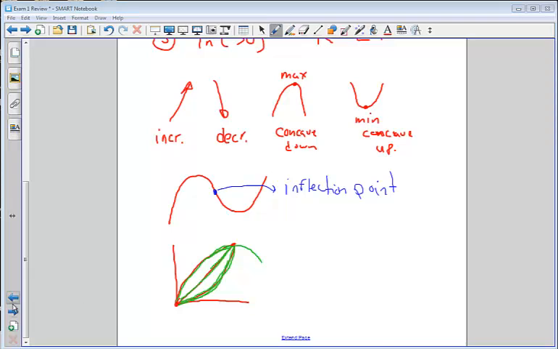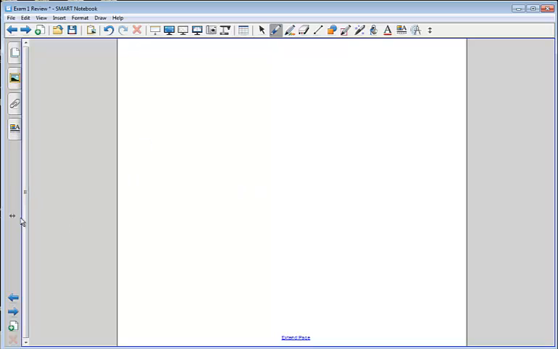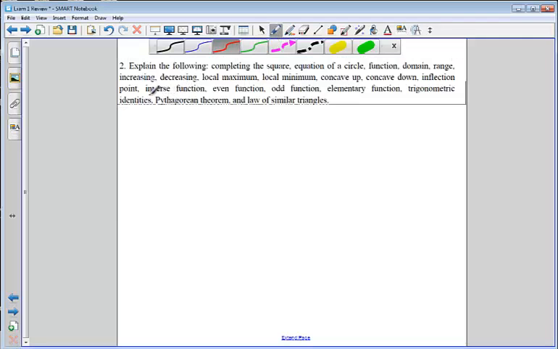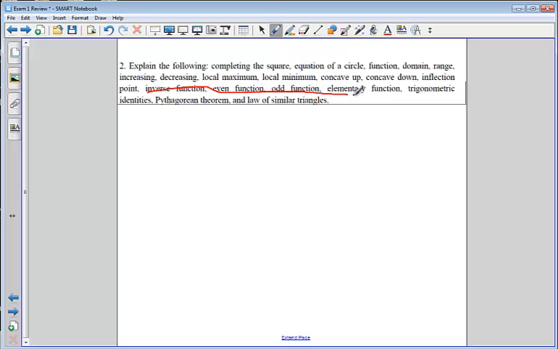The next thing we want to talk about are the inverse functions, even functions, elementary functions, and odd functions. So let's talk about all these elements because they kind of go together. All right, so once we have this basic understanding of functions, you put something in, you put something out, we come to this idea of elementary functions. And it's a very simple idea.